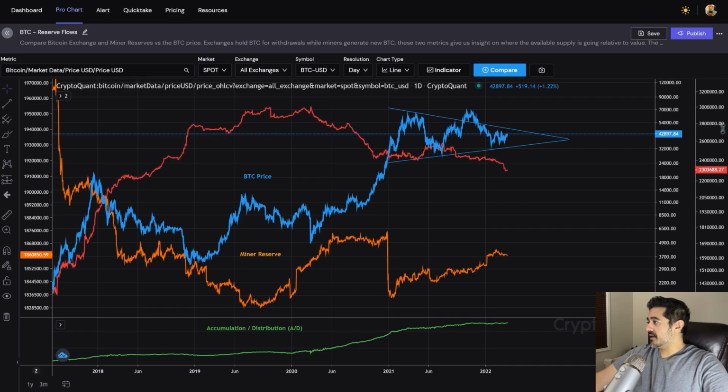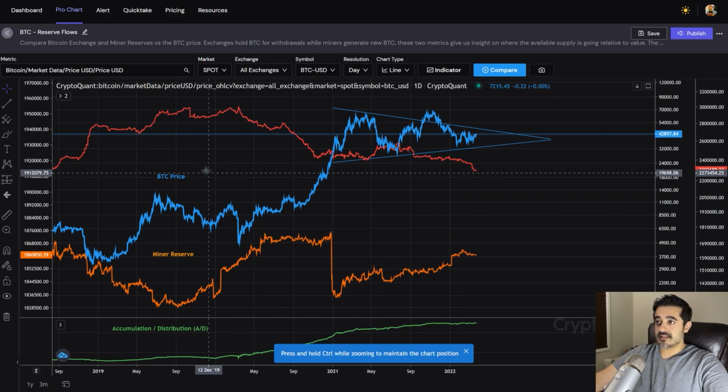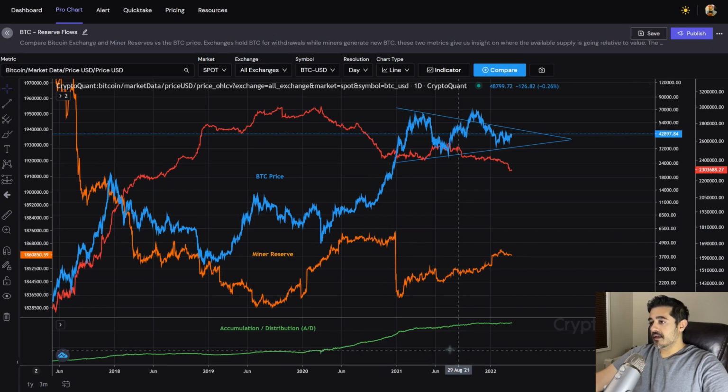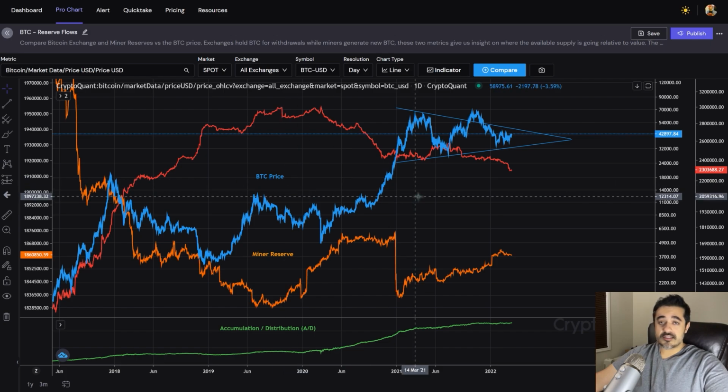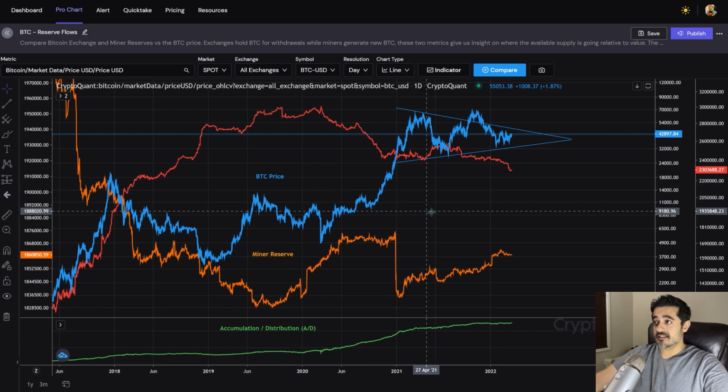And orange, what happened to the text, dude? I lost the text. I'm supposed to have text here, but it disappeared. So miner reserves, the amount of Bitcoin that are being held by miners, Bitcoin price, obviously the Bitcoin price, and in red, it's the exchange reserves.